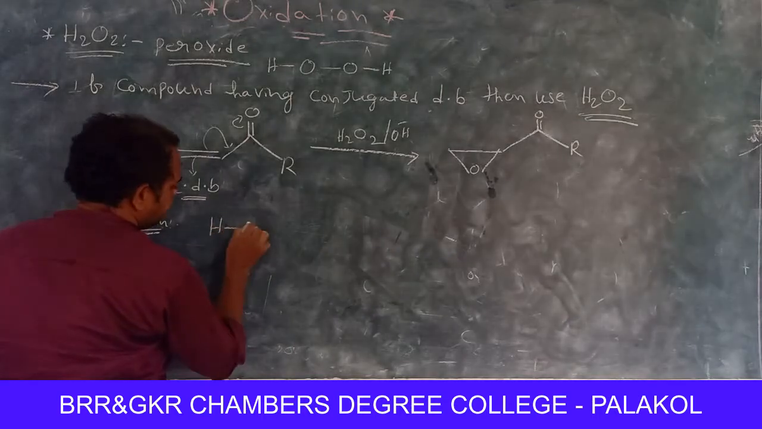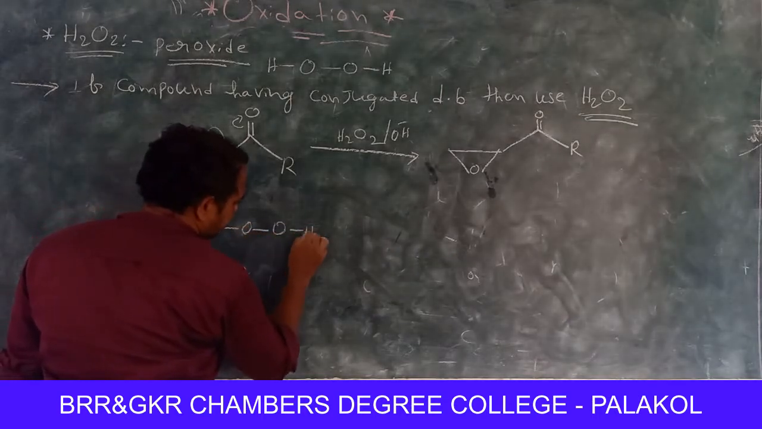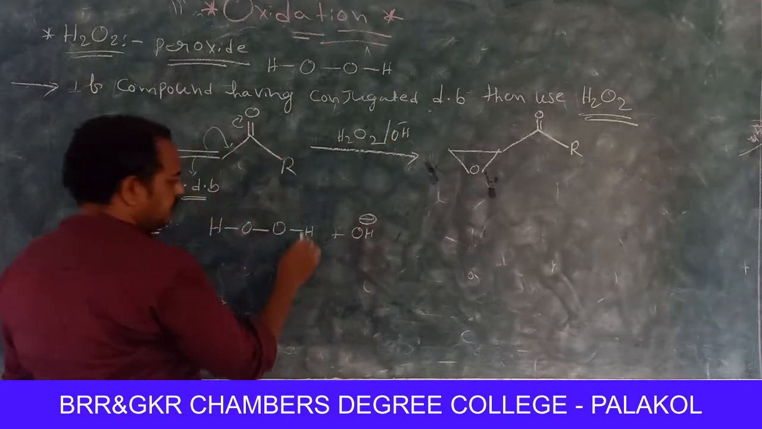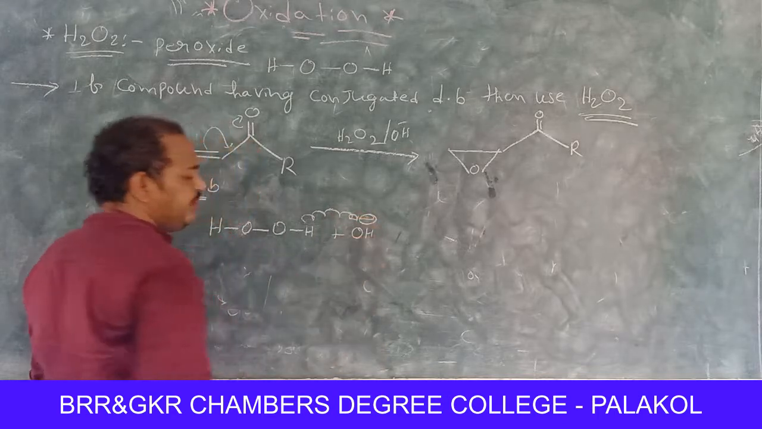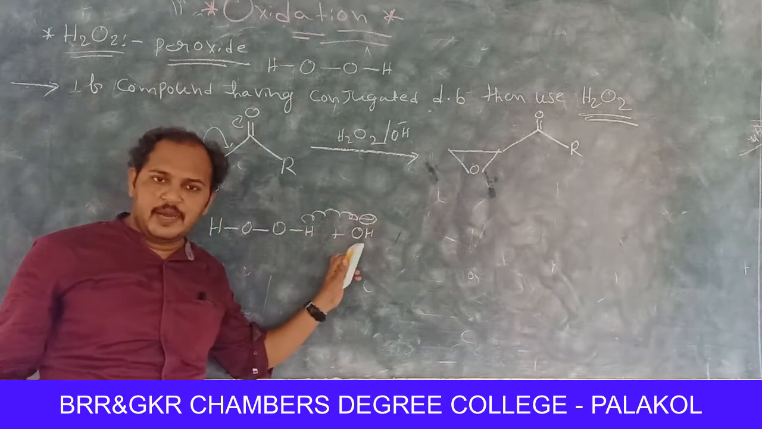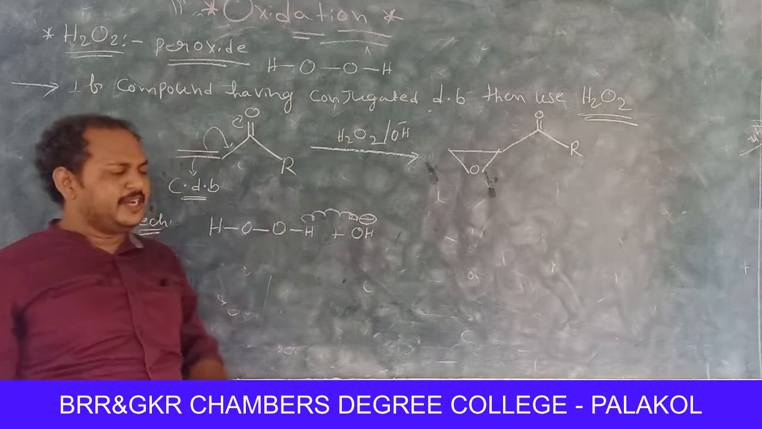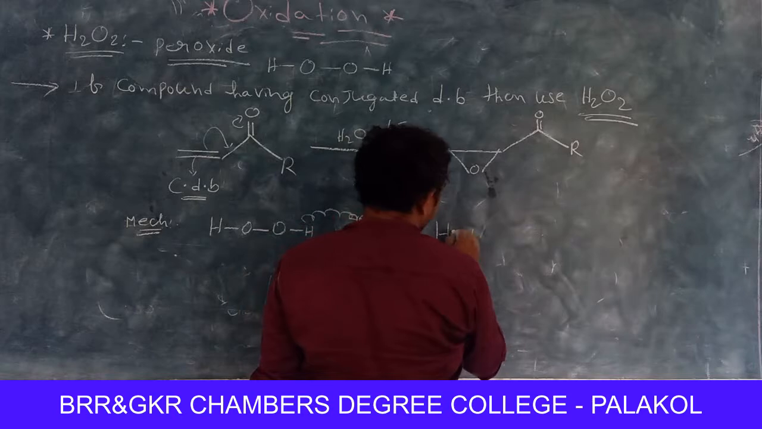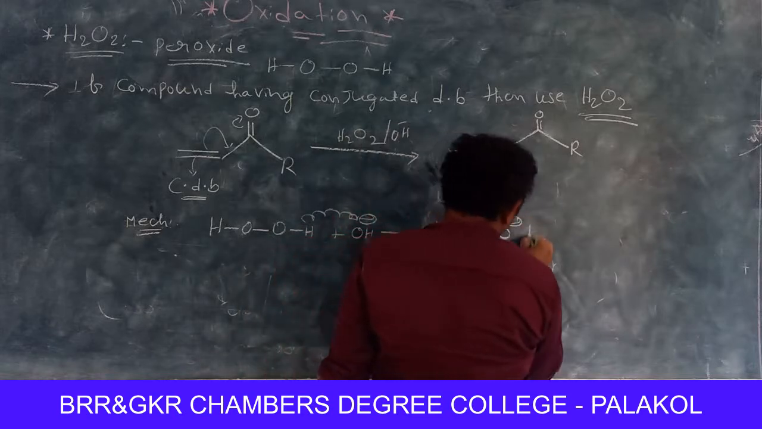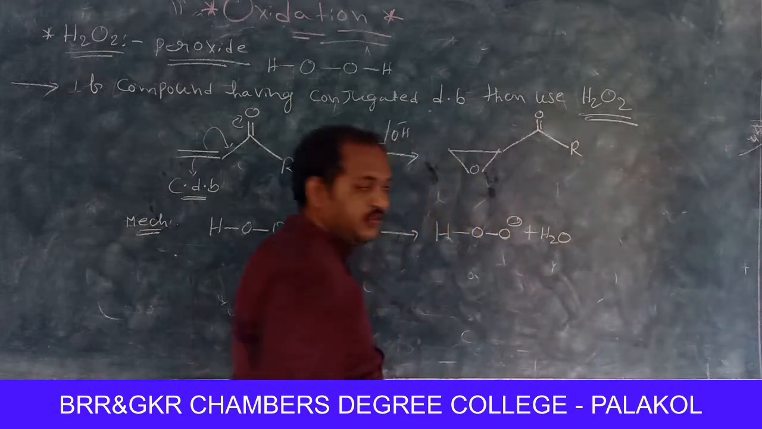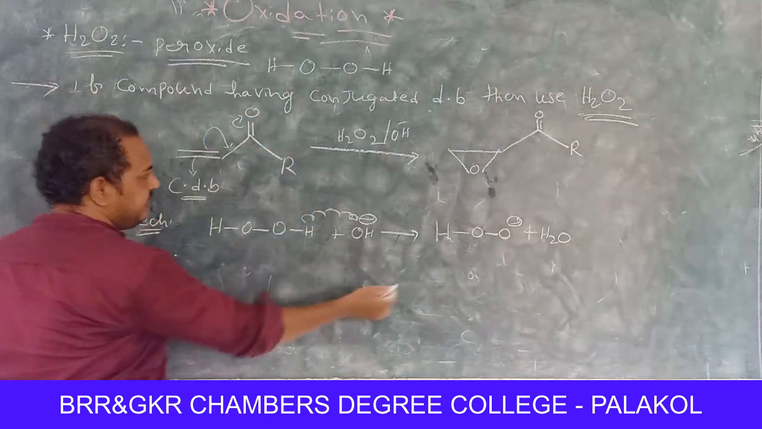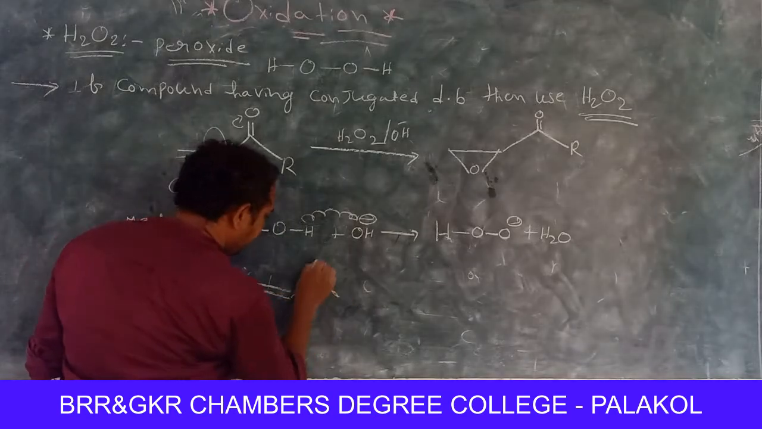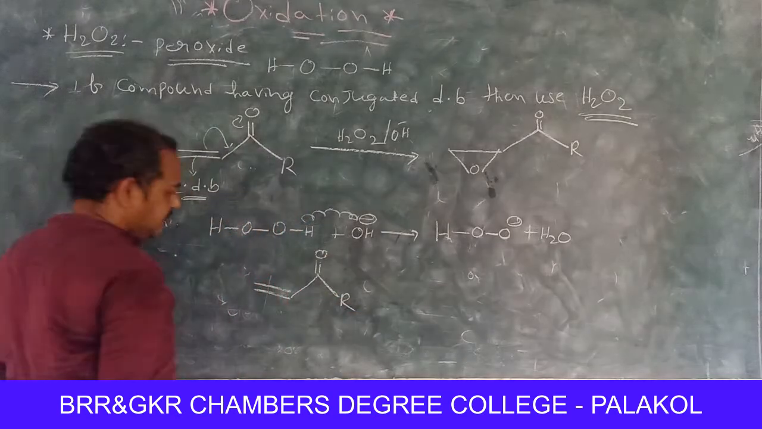First take hydrogen peroxide, and with the help of base, H plus is deprotonated from here. So then we get the peroxide ion, that is OOH minus plus H2O. This is the first step. Now it reacts with the starting material, that is the C=O R.